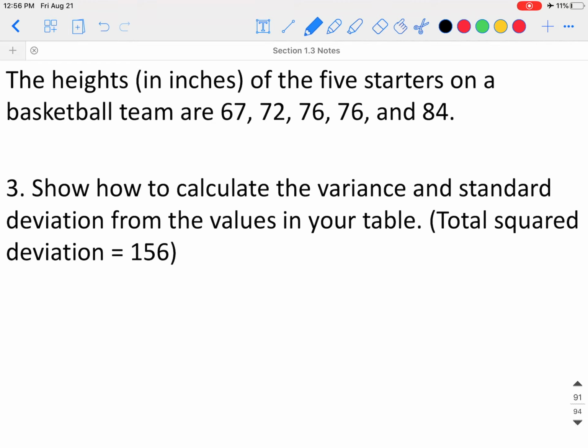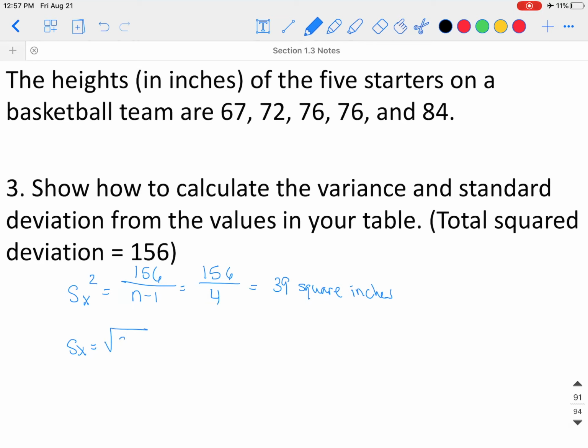Show how to calculate the variance and standard deviation from the values in your table. Remember that the total squared deviation is 156. So to find the variance, or s sub x squared, you take the total squared deviation and you divide it by n minus 1. Now we know that there were 5 observations, so 5 minus 1 is going to give us 4. And if we divide that out, we're going to get 39 square inches.